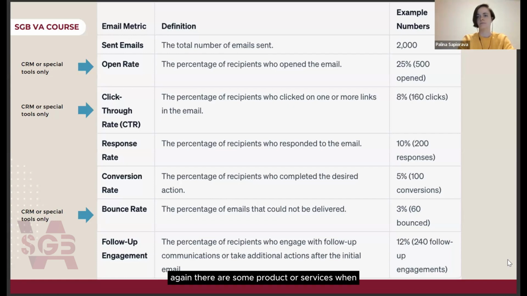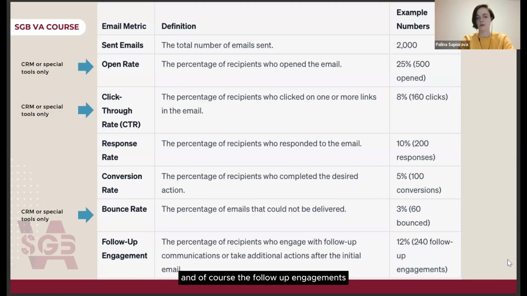Again, there are some products or services when it takes a lot of time to discuss all the details, to implement it with the clients, to agree, because they require a lot of time and money. Then you can also have your bounce rate, the amount of emails that weren't delivered. Usually you can count them because usually you receive an automated announcement that the email wasn't delivered, but different tools also have that option when you don't have to count by yourself.